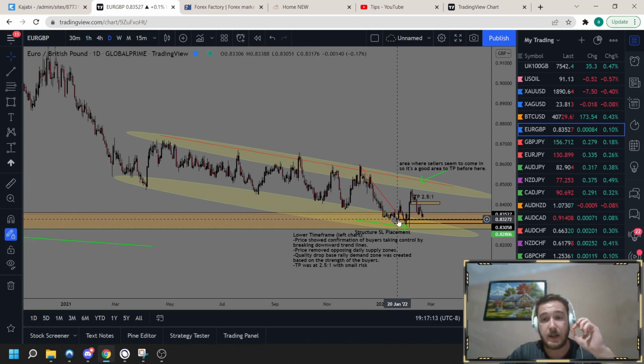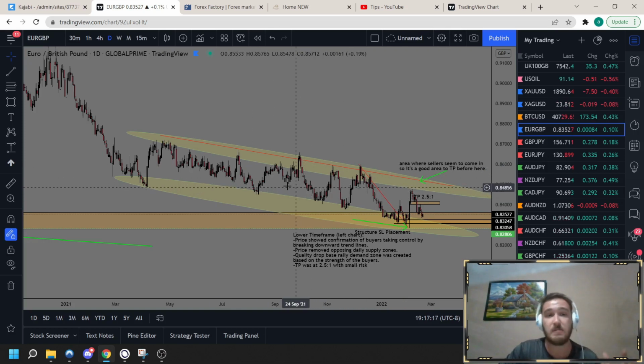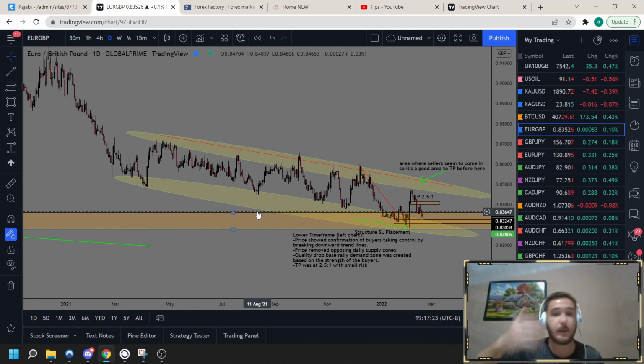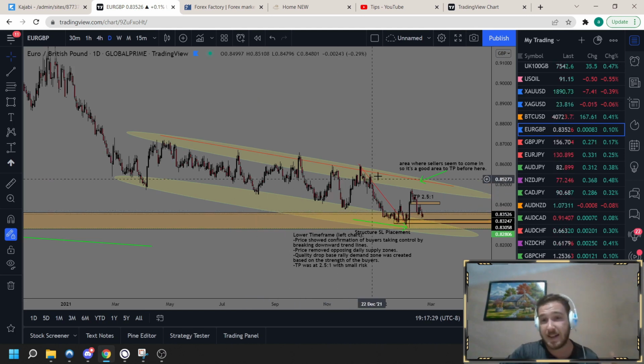I'm projecting a potential correction will come in here because, based off of previous movements, it seems to be making like a 4% drop and then a 2% retracement, a 3 to 4% drop and then a 2 to 3% retracement. So we just made like a 4% imbalance to the downside, creating a new low.